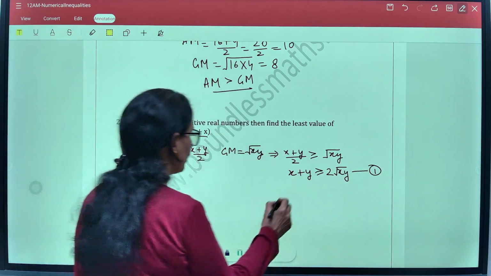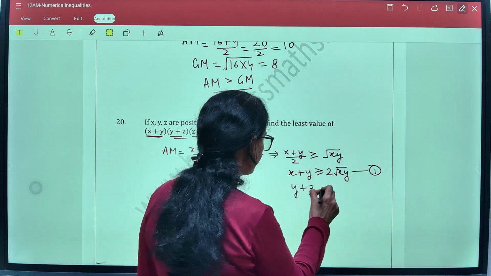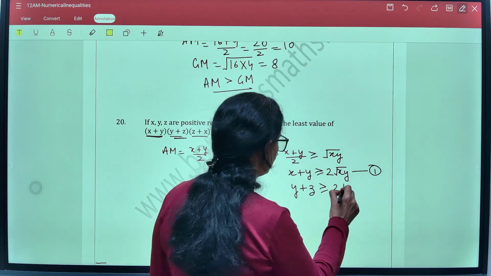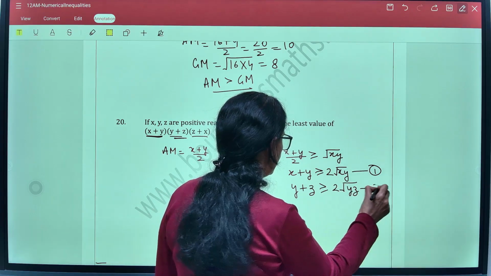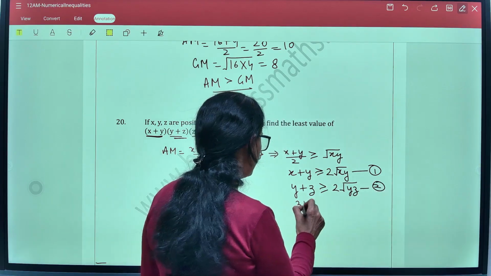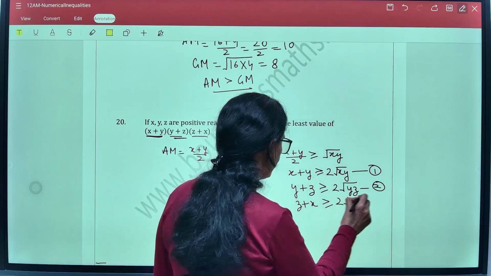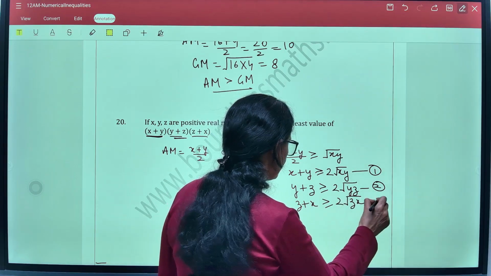So this is the first equation. Similarly, when we relate y and z, we get y plus z greater than or equal to 2 square root of yz. This is equation 2, and again z plus x is greater than or equal to 2 square root of zx. This is equation number 3.